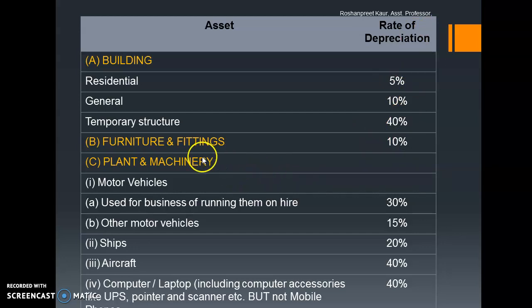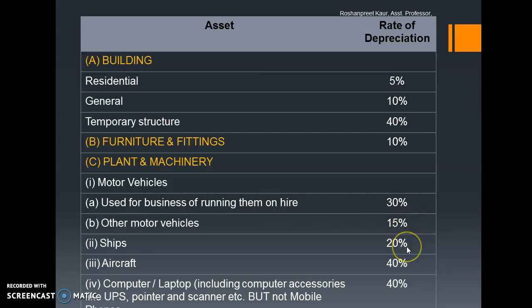Then another category is plant and machinery. Under plant and machinery, our first category is motor vehicle. Motor vehicle again has two parts. One, used for the business of running them on hire, for example Ola and Uber. On that, there is a rate of 30% depreciation. And for other motor vehicles, there is a rate of 15%.